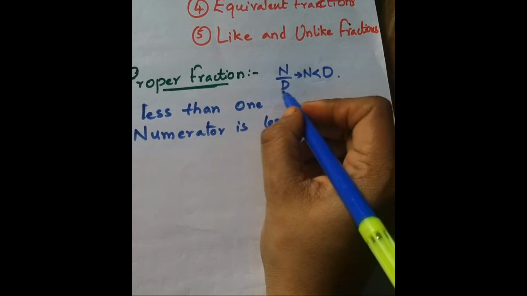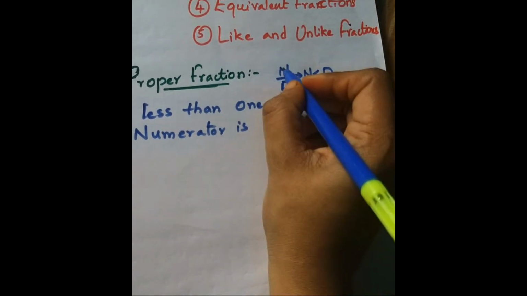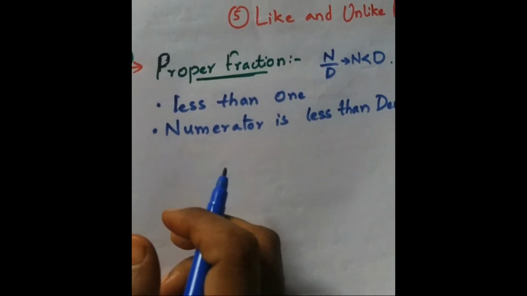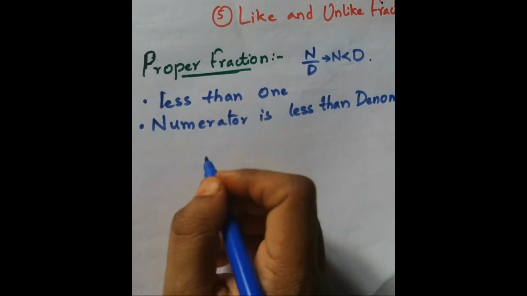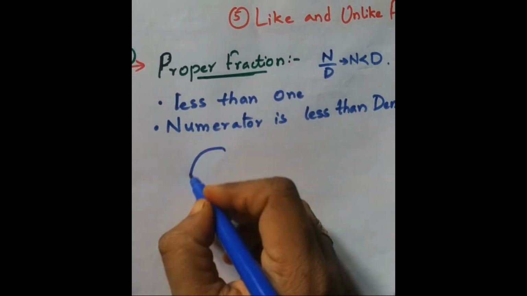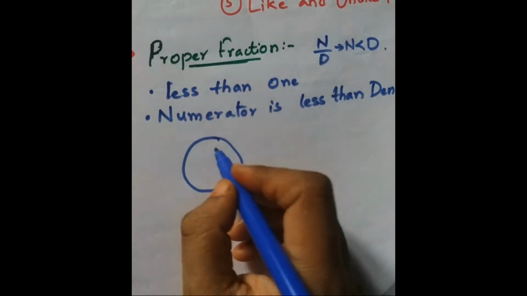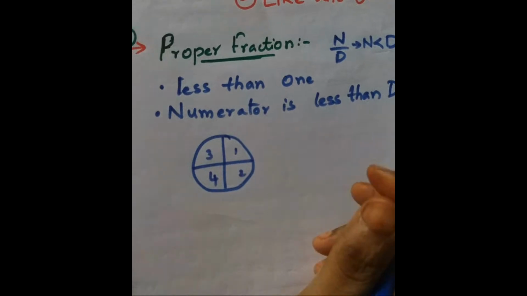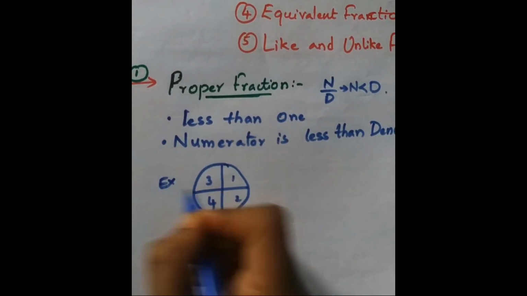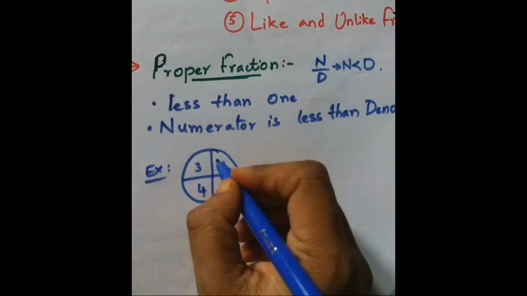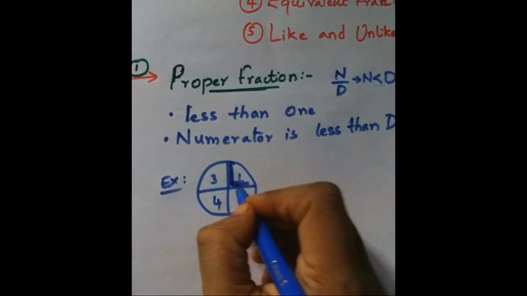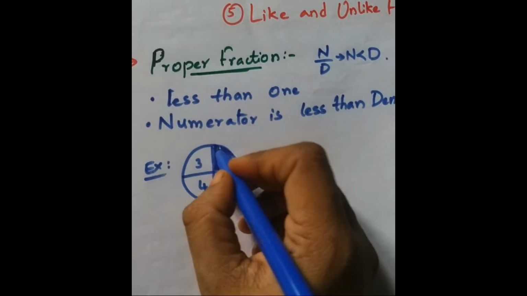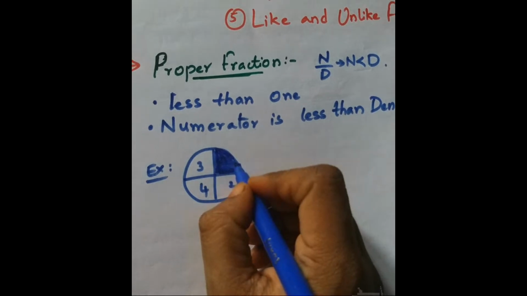Always in downwards, this is greater than this numerator part, so that fraction is called a proper fraction. For example, I am taking one circle. I am making it four parts: one, two, three, four. In this, I am shading the first part, one part. The first part is shaded and the remaining I am not shading.